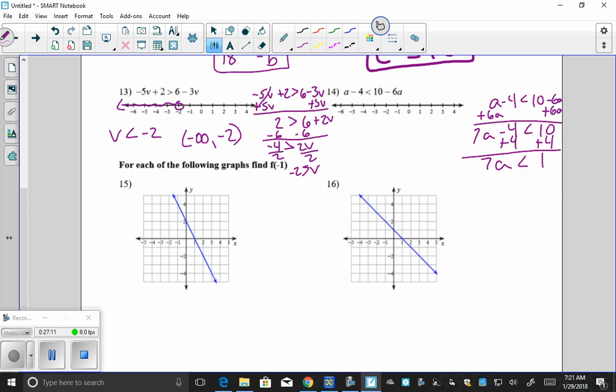And divide by 7. And you have a is less than 2. So now I have an open circle at 2. And a is less than 2, so it's going to go to the left. And my interval notation is negative infinity to 2.